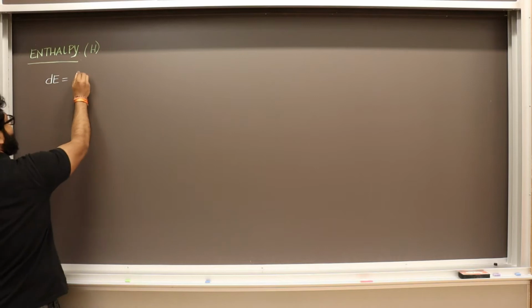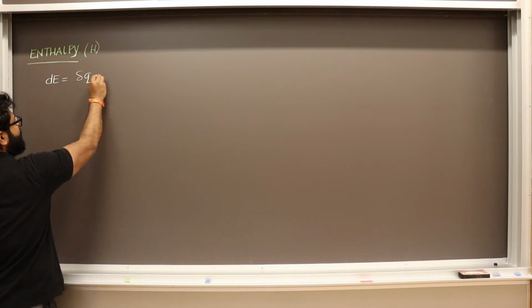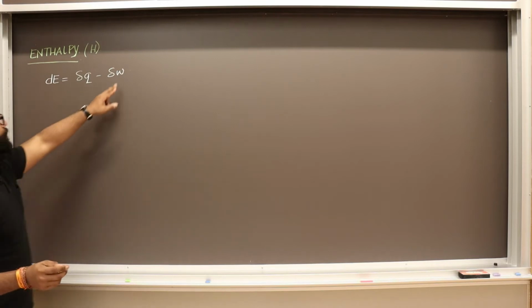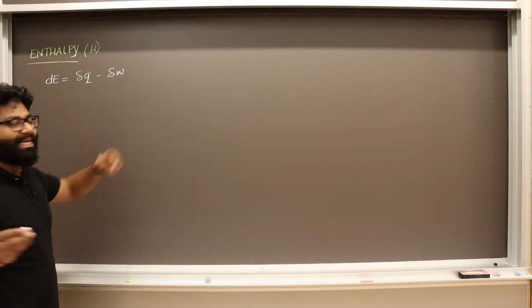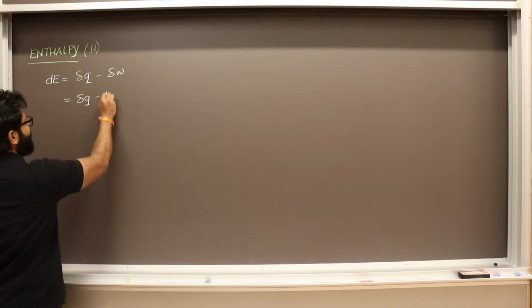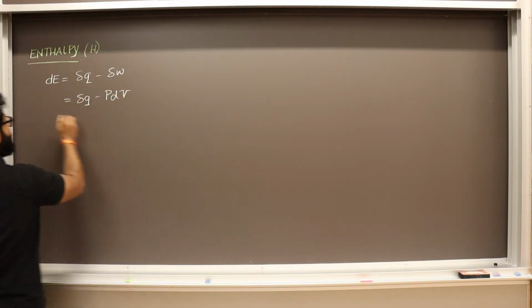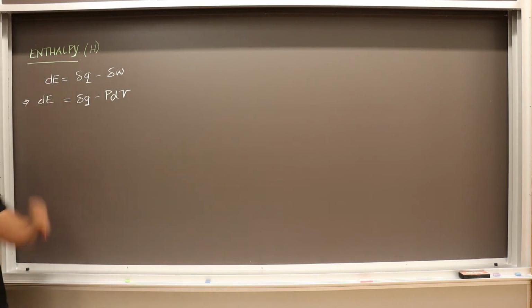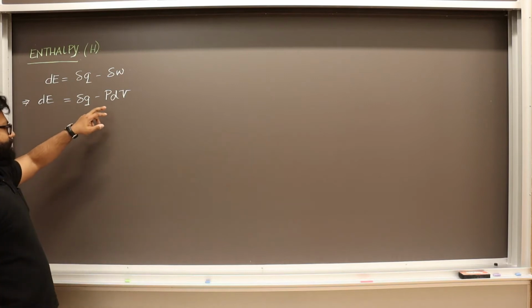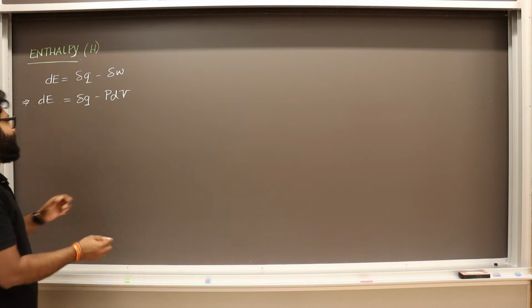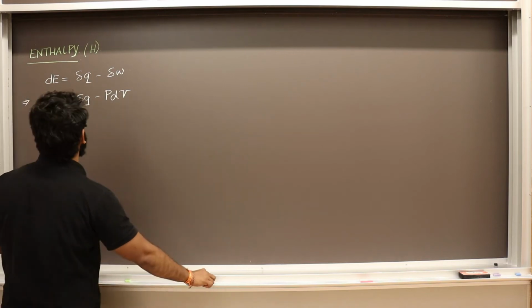We know that the first law is basically del Q minus del W. Now we know that del W is basically P dV, right? So we can write del Q minus P dV is dE. Now we see a very special case, an isobaric process.